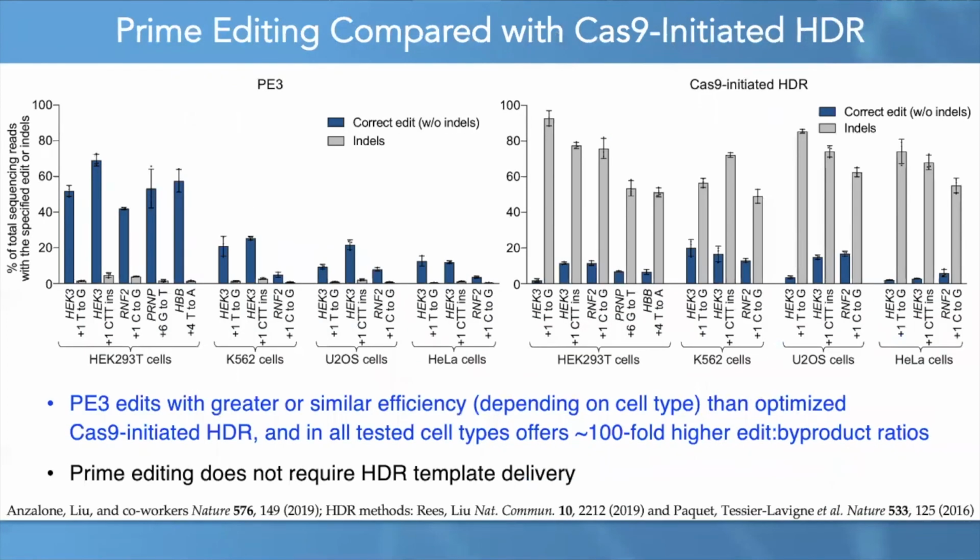Compared to Cas9 nuclease-initiated HDR, we found that prime editing installs edits with greater or equal efficiency, but with greatly reduced indel levels. Because prime editors do not create double-strand breaks, they display approximately 100-fold higher edit-to-indel ratios than optimized HDR strategies installing equivalent edits. Moreover, prime editors also forgo the need to co-deliver an HDR donor DNA template, which can be challenging and invoke an innate cellular immune response.